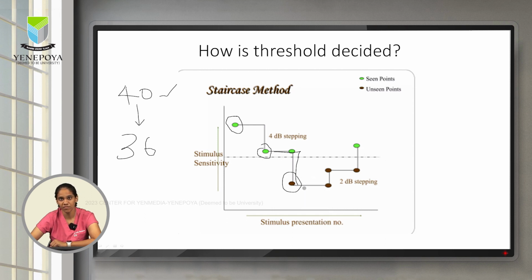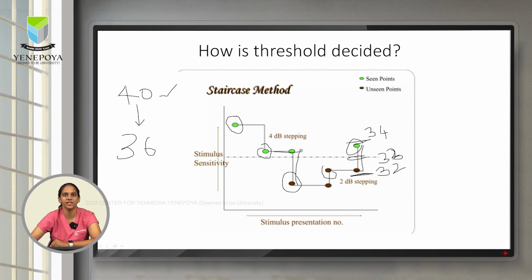So you increase it by 2 decibels to see if the patient sees it. Even now the patient is not able to see it, and with another 2 decibels the patient is able to recognize this stimulus. So what exactly are we trying to do here? We are trying to pinpoint the exact intensity at which it goes from a non-seeing point to a seeing point. Say this is 34, and this is 32. So where exactly do you think the threshold is? The threshold will be at 33, right? Does that make sense?